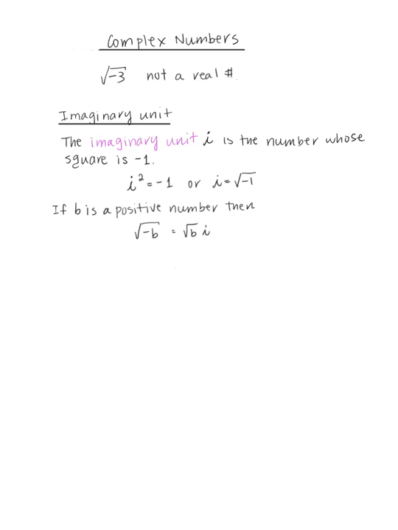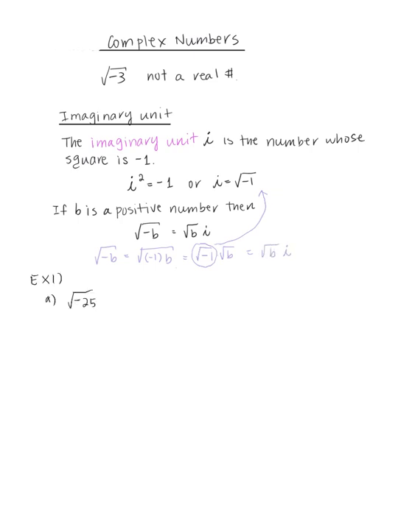It says that if b is a positive number, then the square root of negative b becomes the square root of b times i. Do you see why that's true? Because if I have the square root of negative b, it's the same thing as the square root of negative 1 times b. Using the property of the square root, you can split those up into the square root of negative 1 times the square root of b. But look at the definition above. What is the square root of negative 1? Well, that's nothing but i. So that's why this becomes the square root of b times i.